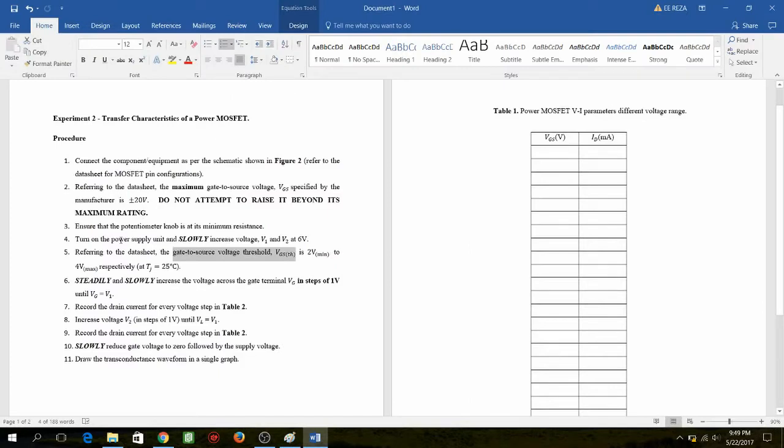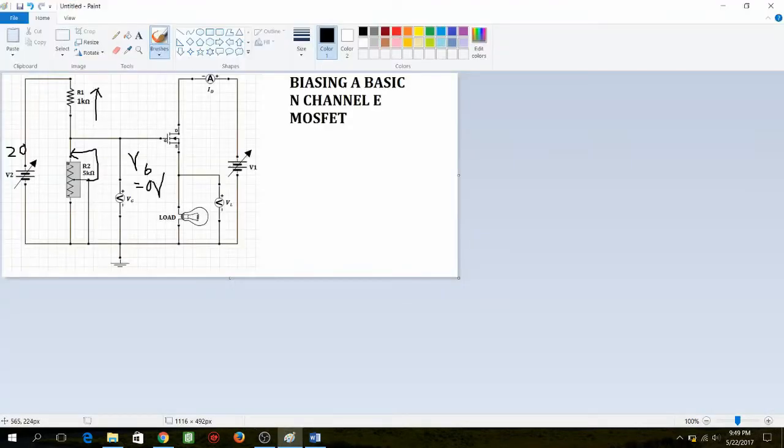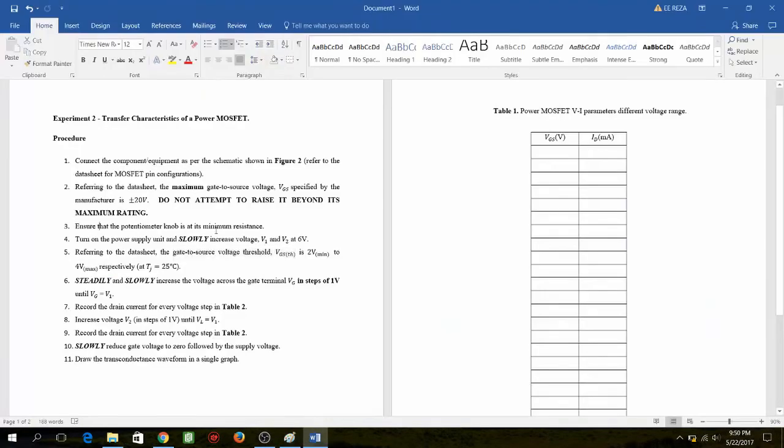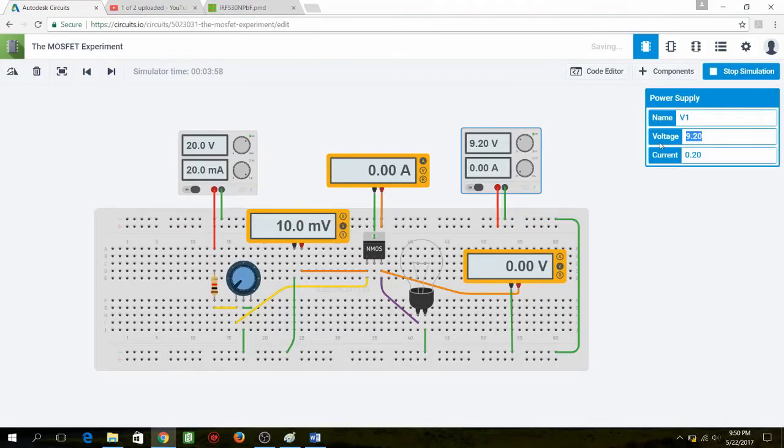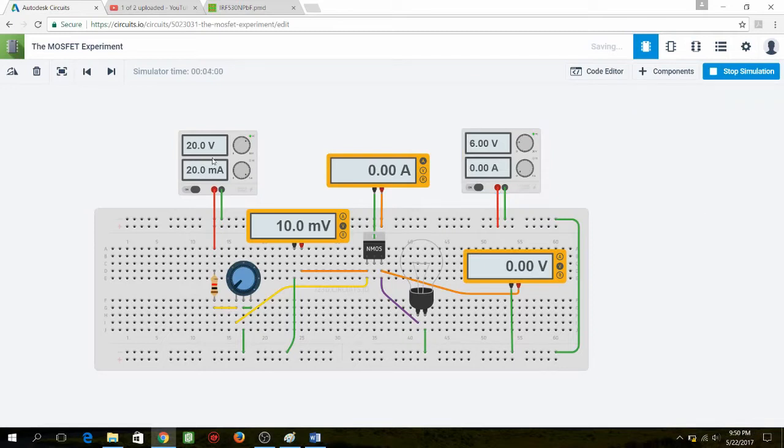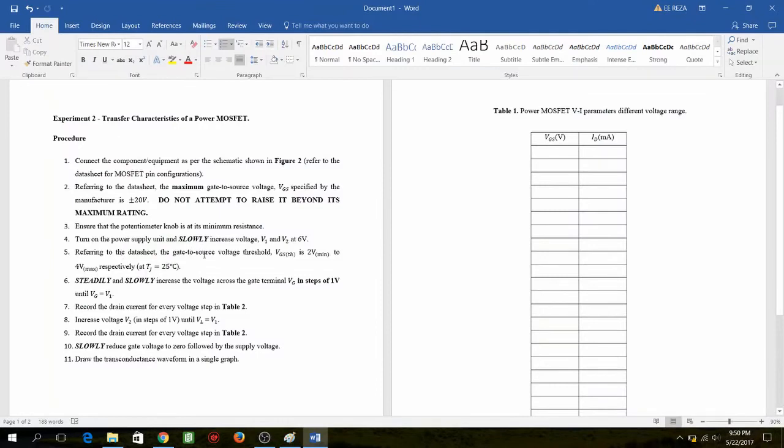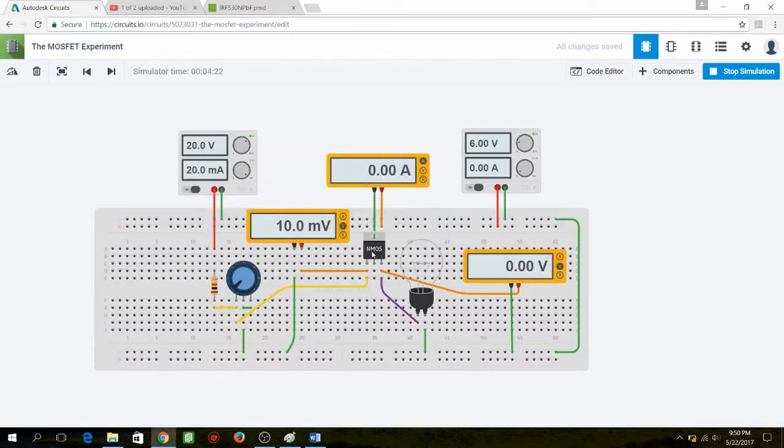Now my potentiometer is already at minimum, my gate voltage is equal to 0. Now, already at minimum resistance, turn on the supply unit and increase it to 6 volts. Okay, now you're at 6 volt. This doesn't matter because this is my gate voltage. Now, according to the type of MOSFET, which is the IRF530NPBF series, it requires at least 2 volt to turn the transistor on. For this, we shall have a look. I'm not sure of its gate to source threshold voltage.